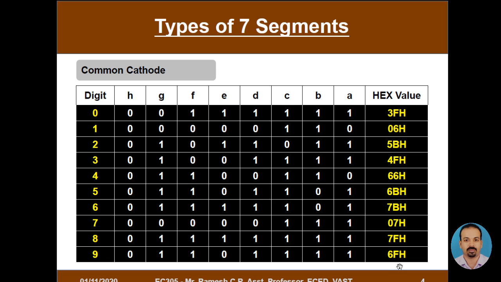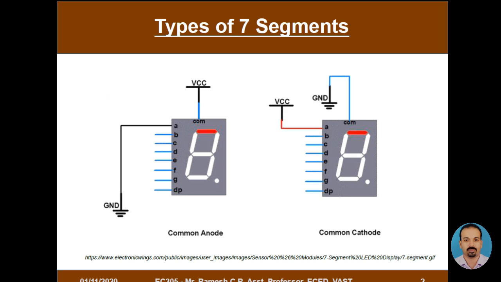Now if you go for the types, you can see that this is something equivalent. If I just consider segment A alone, this particular configuration is equivalent to a single LED interfaced with the 8051 using the low control scheme, and this figure is equivalent to a single LED connected to the 8051 or any other microcontroller in the high control scheme.